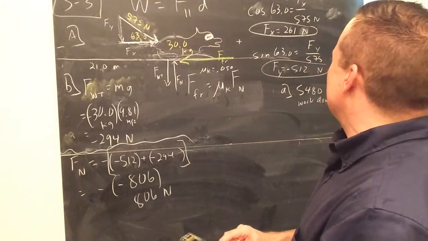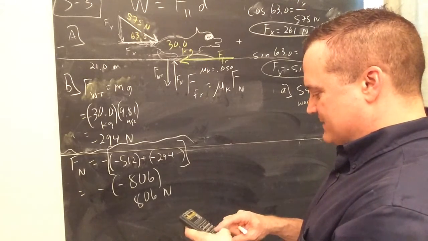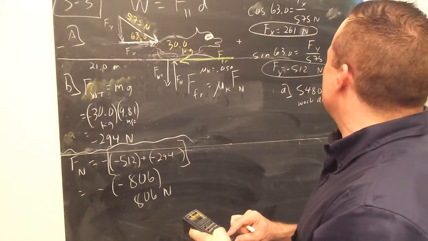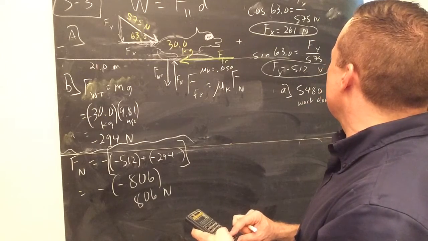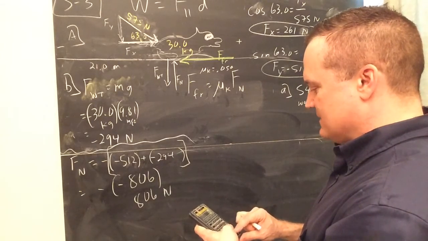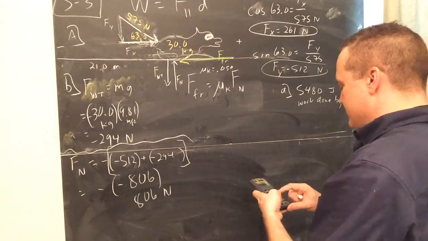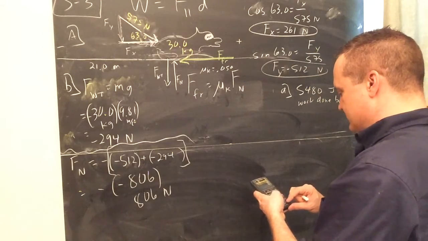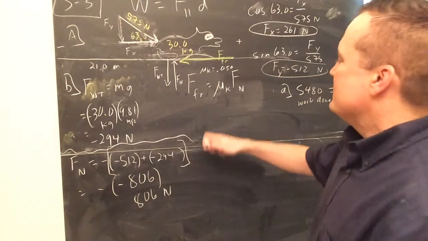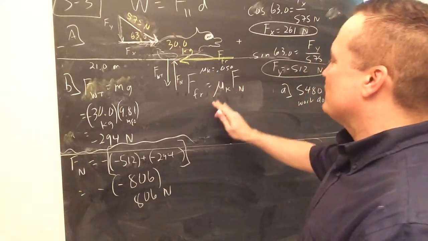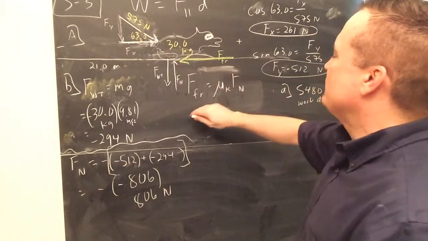So make sure I did that right. 30 times 9.81 plus the Fy. Is Fy 512? That's pretty amazing to me. 806. Yeah, because it was a big angle. Sine 63 times 575. I was double checking it. Yeah, that's correct. Okay, so now here we go. Back to the friction force.